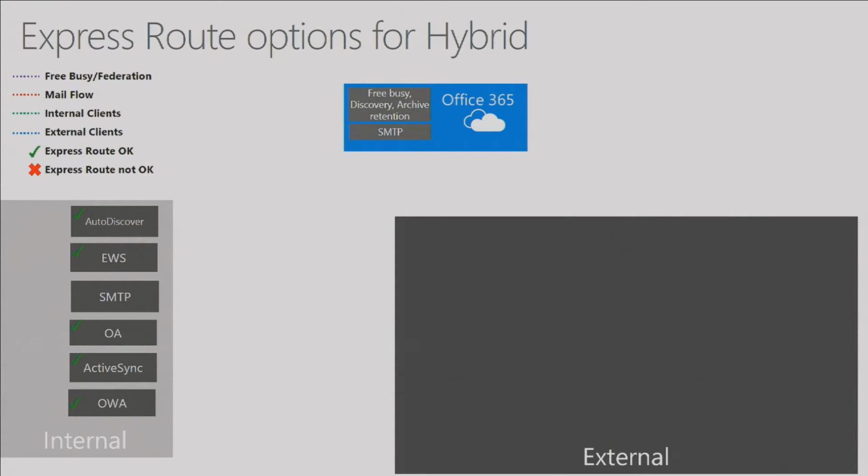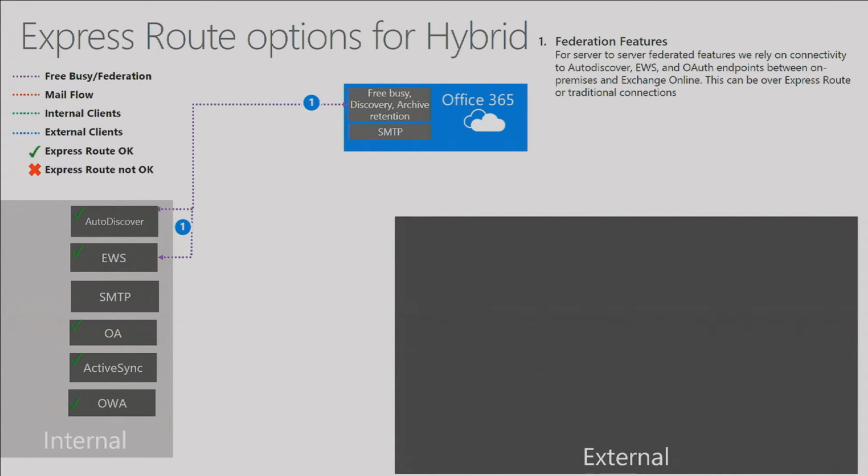So when you're thinking about the flows of how hybrid works, you have to decide if a certain URL can or cannot be ExpressRoute, okay? So, federation. Federation is what we use, OAuth, all these server-to-server things that we use for things like FreeBusy. These are things that we use for cross-premises e-discovery. All of these things connect to both the autodiscover and the EWS endpoint on premises, okay? If you are using Federation, FreeBusy, all those features, you can completely use ExpressRoute, okay? You can publish your autodiscover and EWS URLs through ExpressRoute, no problem, okay?